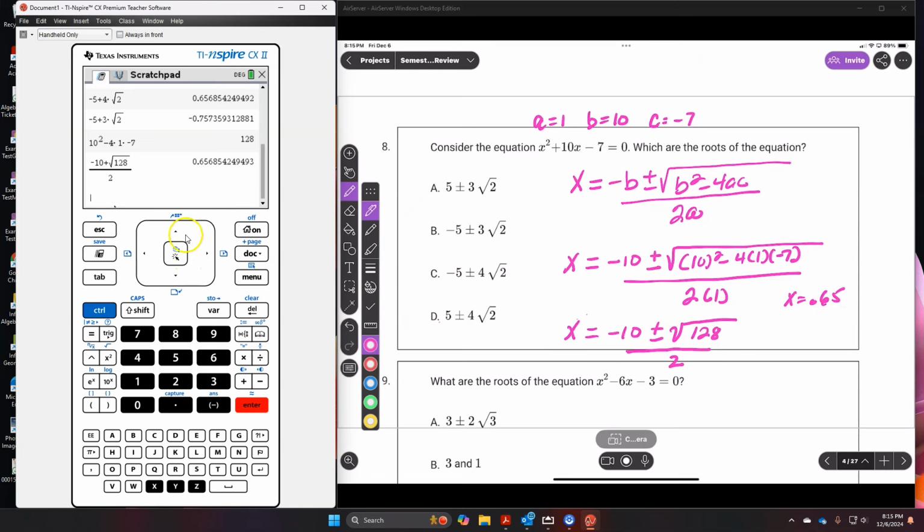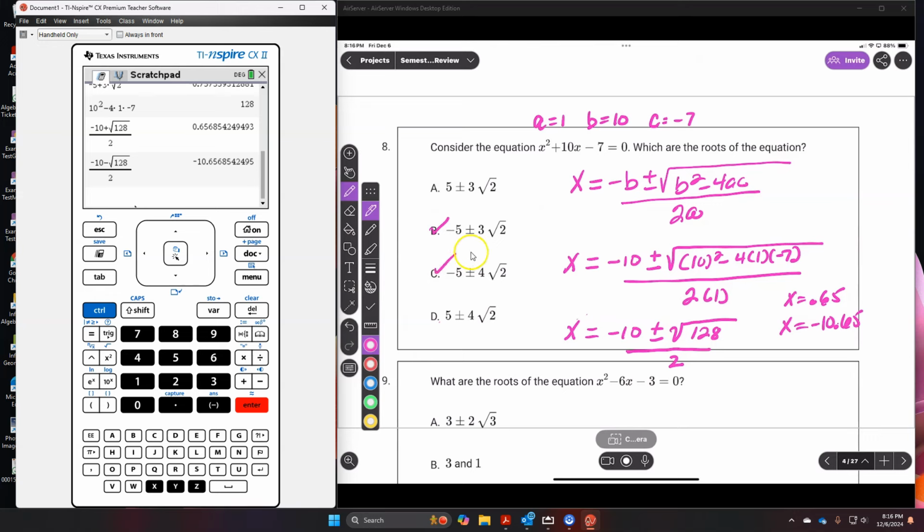Now if I go back up, instead of having plus, I'm going to put minus, and I get negative 10.65. So I have x equals negative 10.65. Now, if I divide negative 10 by 2, I should get negative 5. So that tells me the answer is either B or C.